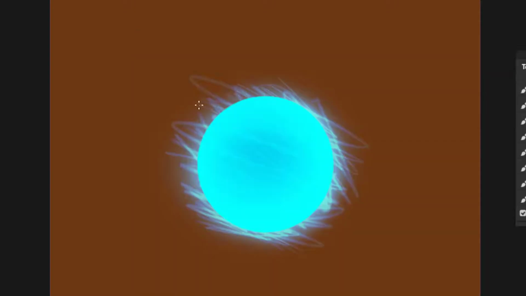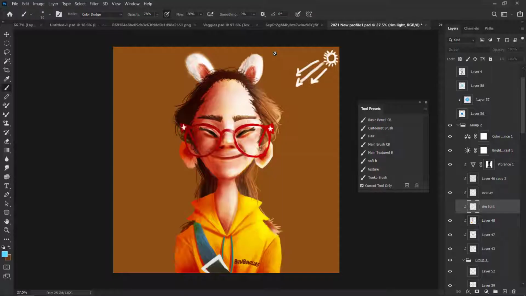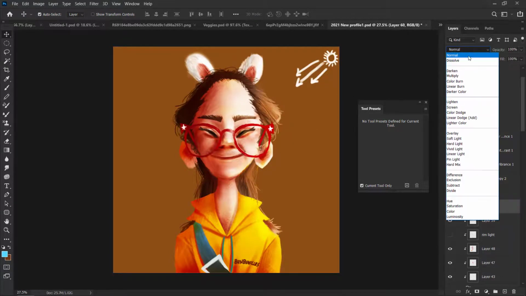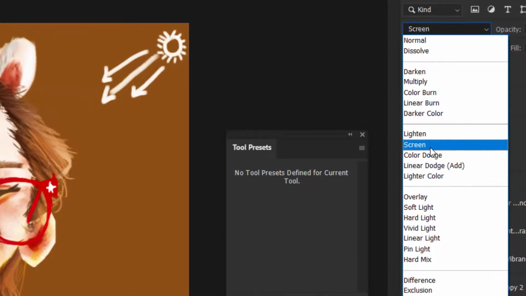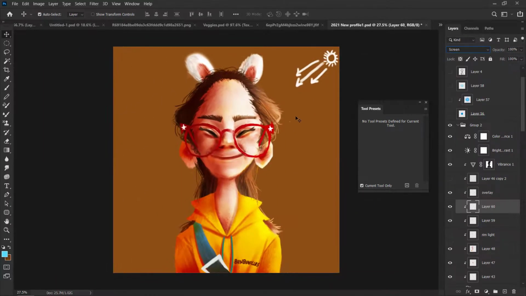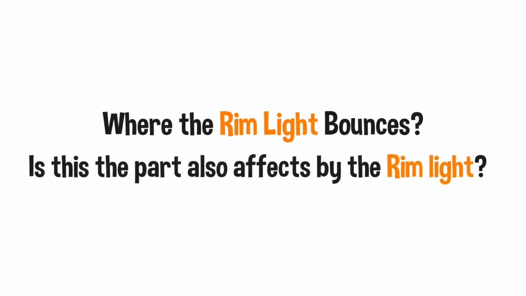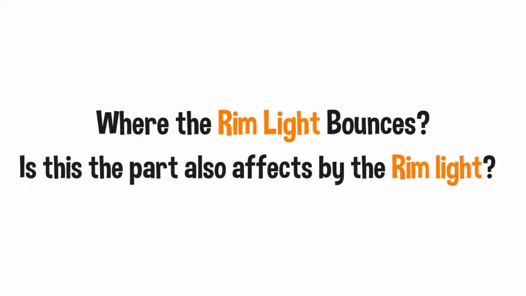Now let's talk about rim light and backlight. Rim light is a lighting technique where the subject is backlit and the image is exposed to hide the subject's features in the shadow. We also use the screen mode layer to create a rim light or a backlight on our subject. To have a better rim light, find some good references that have rim lights. Then, try to observe and ask yourself where the rim light bounces. Is this part also affected by the rim light?